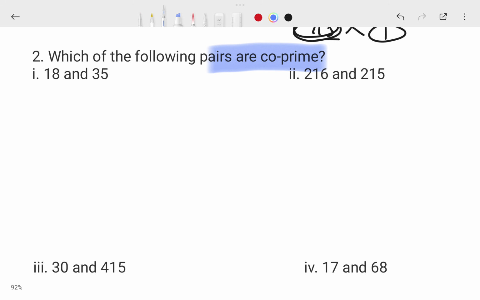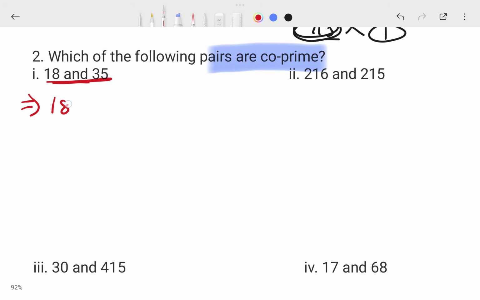For this I will take a lot of time, like 13 to 14 minutes, but I guarantee you this chapter will be very clear to you. Okay, so let's do this. We have to check whether this is a co-prime or not.